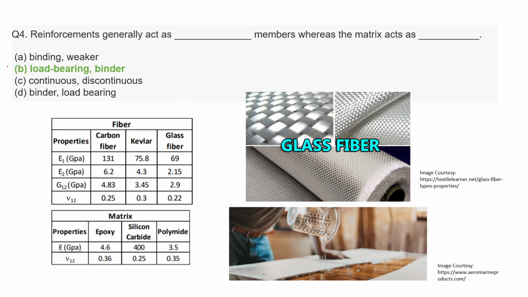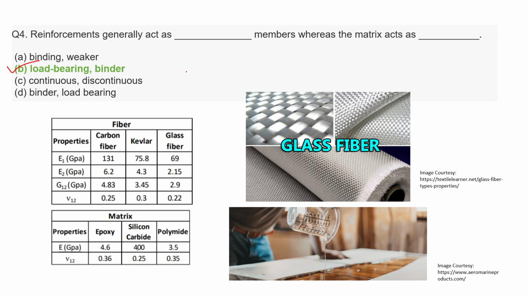So the answer will be option B. That is, the reinforcement generally acts as the load bearing member, whereas the matrix acts as the binder. Why load bearing? Because the reinforcement material has higher mechanical strength, and it can bear more force. But in the same case, the matrix doesn't have enough mechanical strength to bear that much load. So what it does, it binds those reinforcements together to form the composite.